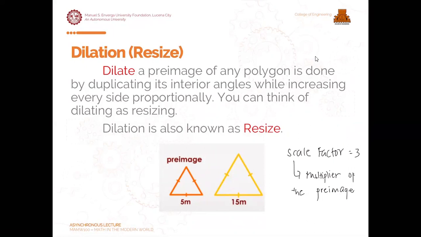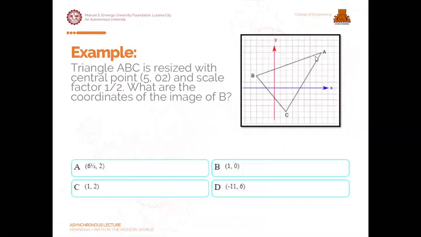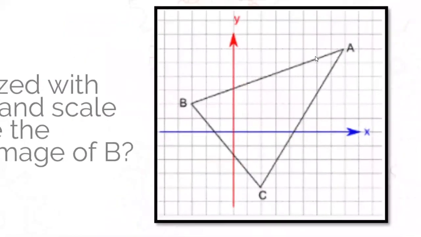So let's have an example. So nagre-resize tayo ngayon kapag dilation. So let's start with this given triangle. So ABC is resized with central point 5, 2. Okay, assume natin na 5, 2. Then, in scale factor of 1/2. What are the image coordinates of the image of B? So, si B. So, plot natin yung 5, 2 sa given graph. So, 5, 2 is 1, 2, 3, 4, 5. Then 2 is 1, 2. Itong point na to.